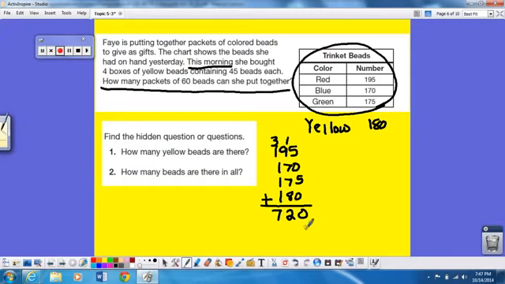Now, what does the 720 represent? This is all the beads. Now that we've added yellow, we have 720 total beads. Now we can answer the question. How many packets of 60 beads can she put together using all 720 beads? So think about what we're doing. We have 720 beads. We're dividing them into packets of 60.